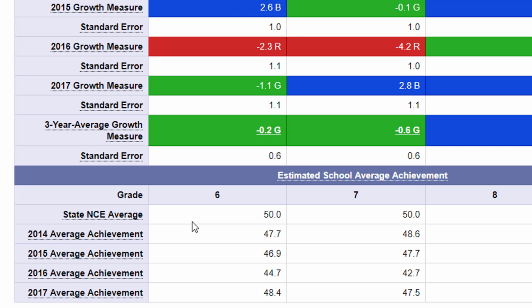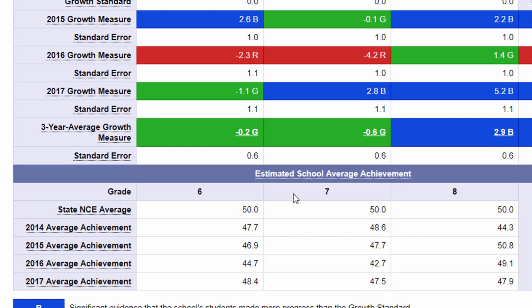So if a student is at a 47 NCE in the 6th grade, that student would be expected to maintain their position of achievement when they move to the 7th grade. So if they're a 47 in the 6th grade, they need to be at least a 47 in the 7th grade, and they at least need to be a 47 in the 8th grade. If they rise above the 47, then they have achieved more than what their peers like them across the state have achieved. If they fall below the 47, then they are falling behind the peers who are like them in the state of North Carolina.